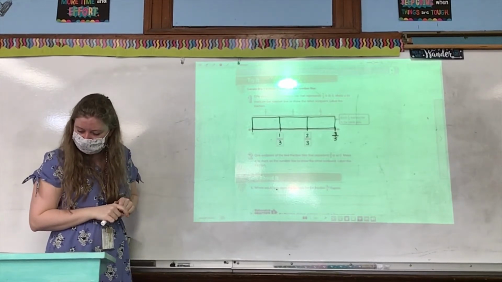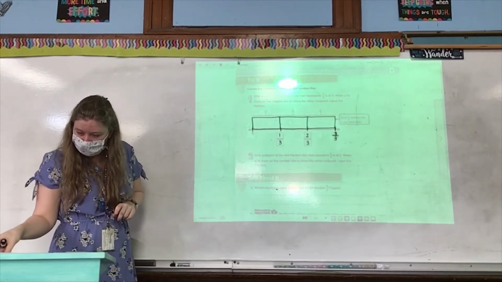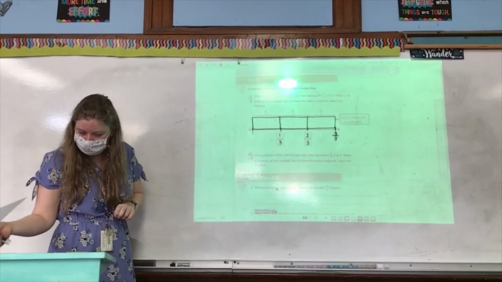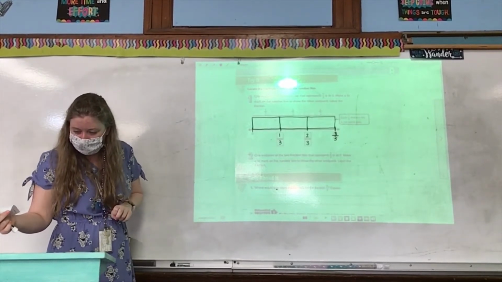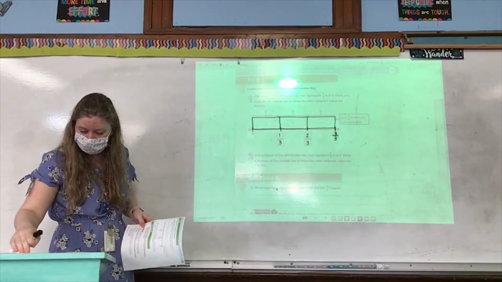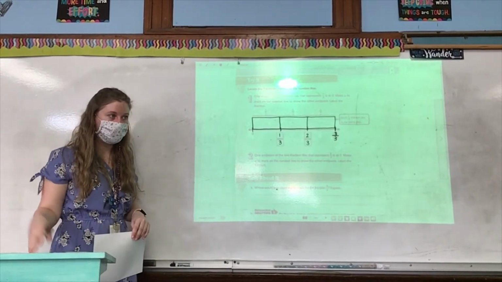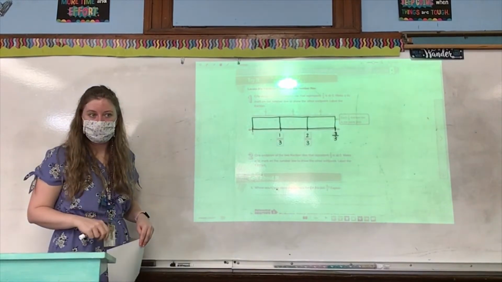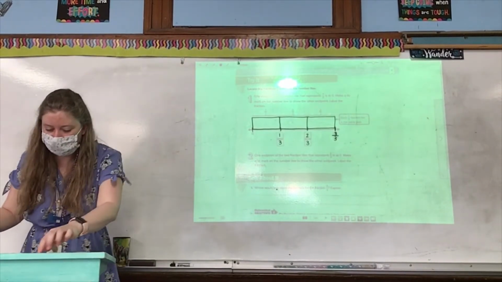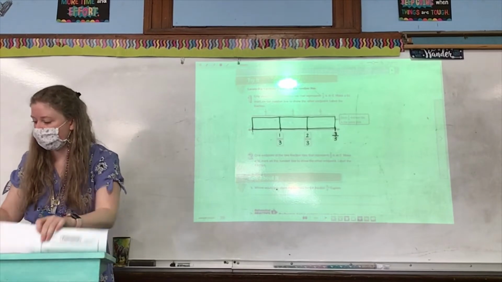I think we're going to skip the talk about it, and we are going to do a couple of the practice it together. I think we're going to do number 4, 6, and 9 together. So one from each section. So let's skip the talk about it and now look at the practice it on the next page.